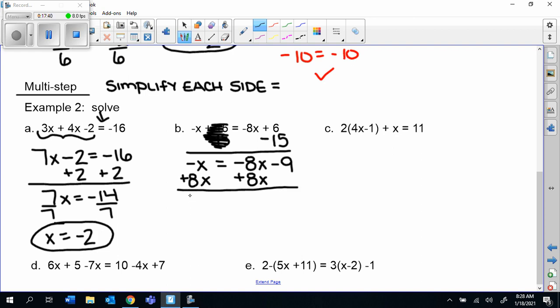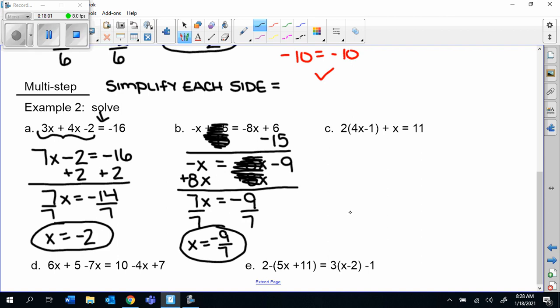Negative x plus 8 is a 7x. And this is now gone. You don't have to cross it out. I'm just trying to emphasize. And so divide by 7, divide by 7. And occasionally we're just going to get answers that are kind of icky. So minus 9 over 7 is just my final answer.